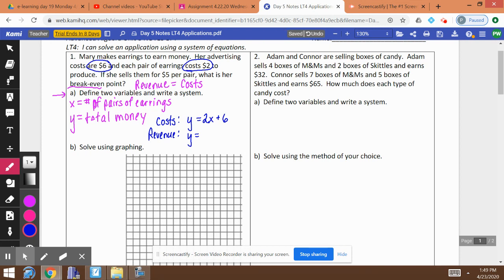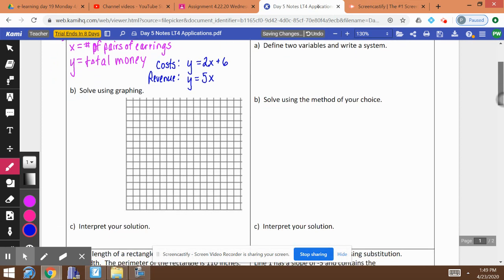Those are her costs. And then we've got another equation for her revenue. How much money does she earn? So she sells them for $5 a pair. So she earns $5 times the number of earrings. So the reason I had this one that we're going to solve it by graphing is because quite clearly these are both in slope-intercept form. So we can graph them pretty easily. So our x-axis is the number of pairs of earrings.